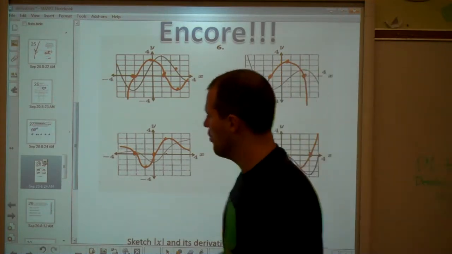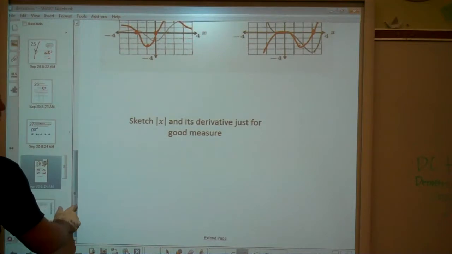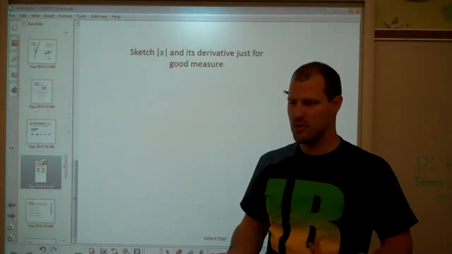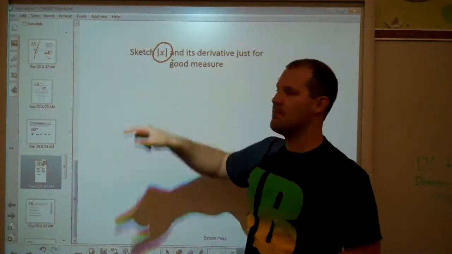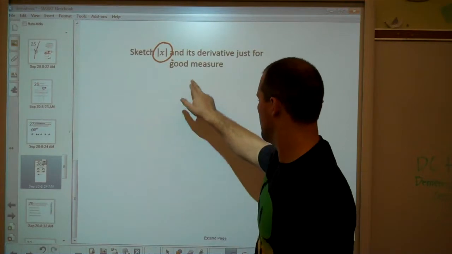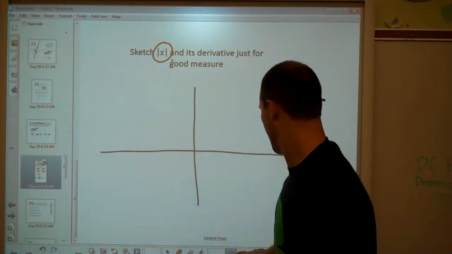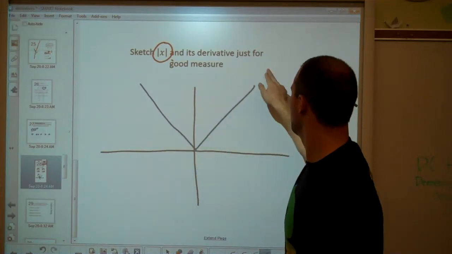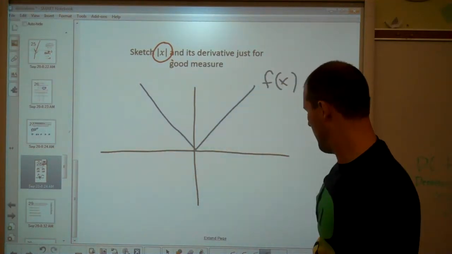Okay, a couple more and we'll be done. Okay, we do want to sketch this one. This one can be a little bit challenging for people who are just learning it. Do you remember what an absolute value looks like? Looks like a v. Let's sketch it. Let's look at its derivative just for practice. Okay, so I'll do my original function, f of x, in blue, and then we'll do the derivative in red.